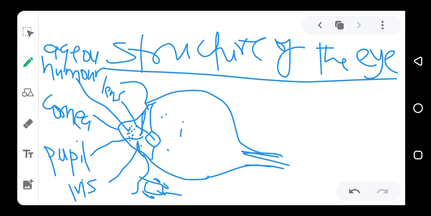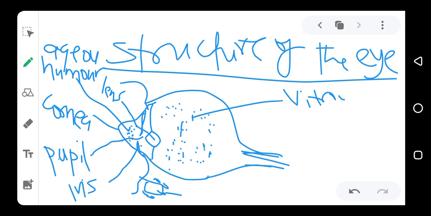Now the lens, if you look at the lens, you see that there is something holding the lens together. This muscle here, and another muscle down here. So this muscle that is holding the lens together is called the ciliary muscle. The ciliary muscle is the muscle that is holding the lens together, that keeps it in shape.